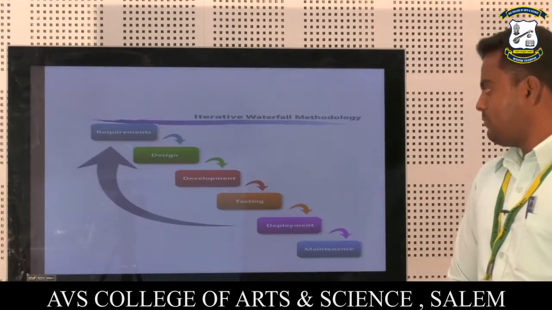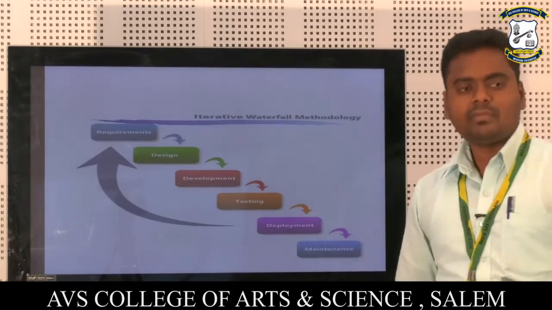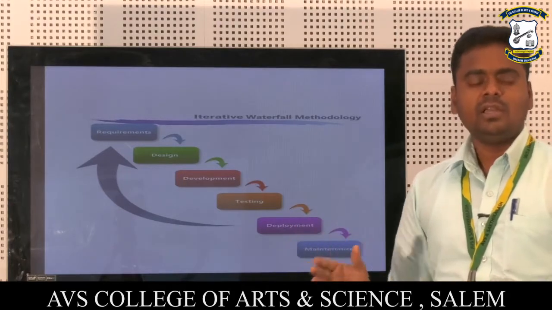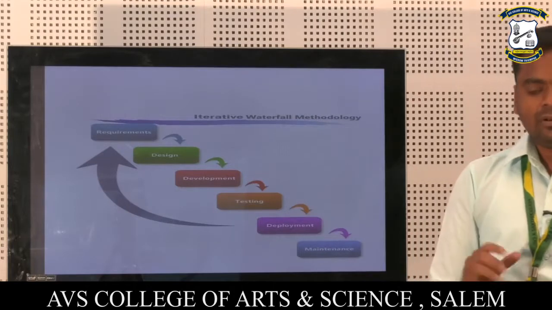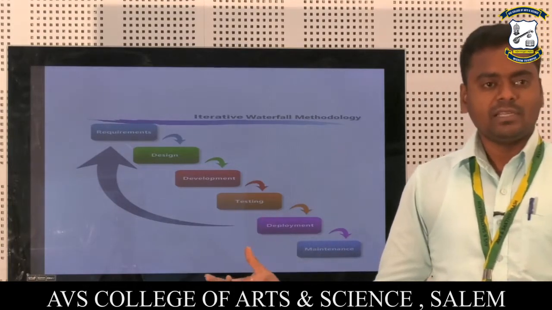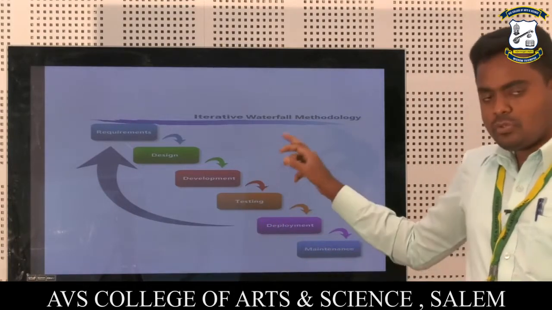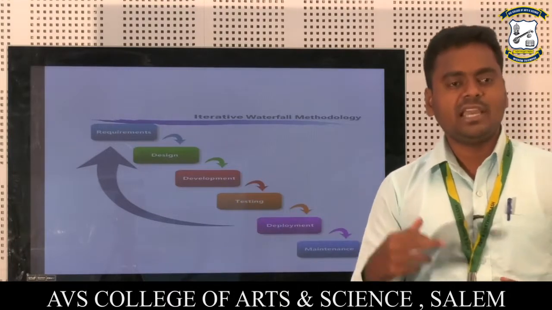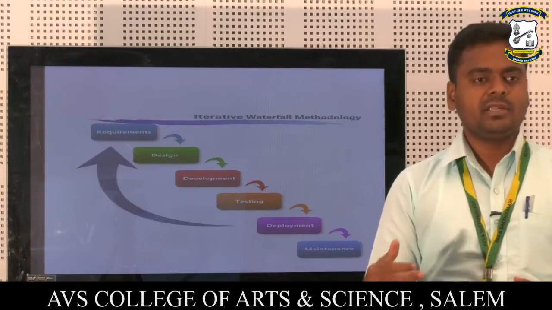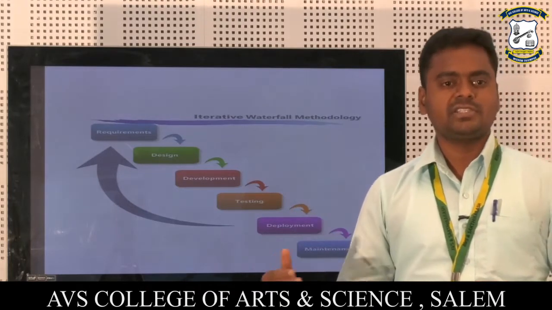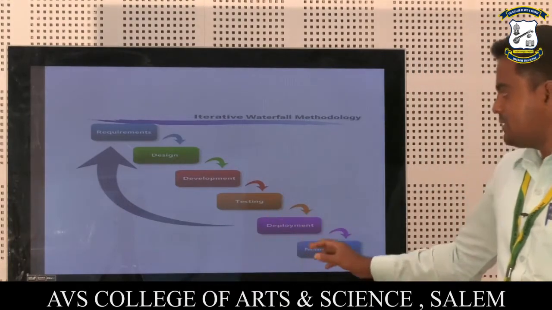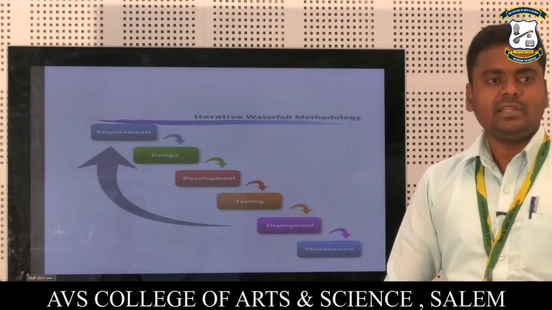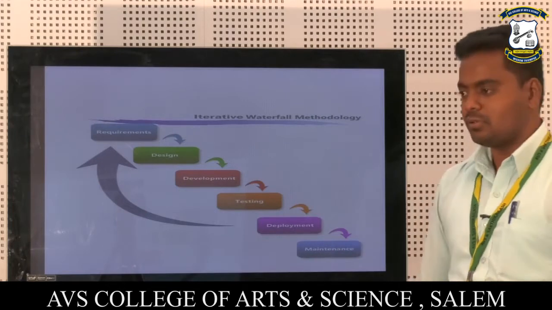And iterative waterfall models, the same phases are also performed in an iterative waterfall model. How the classical waterfall model differs from the iterative waterfall model is that here you perform a cyclic process, the repetition of each and every phase: requirements, design, development, testing, deployment, and maintenance. So each and every phase, if it is repeated in a cyclic way, that is known as the iterative waterfall model.